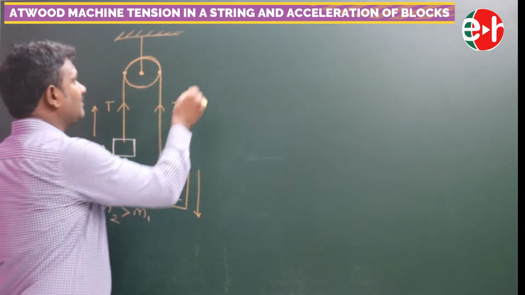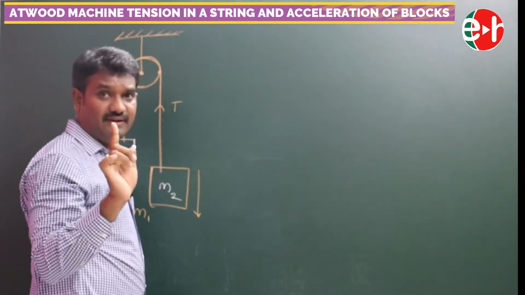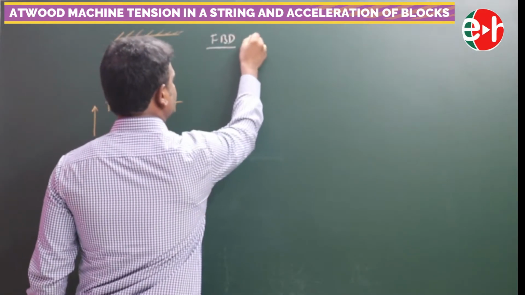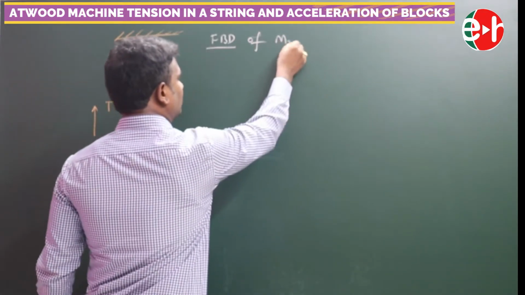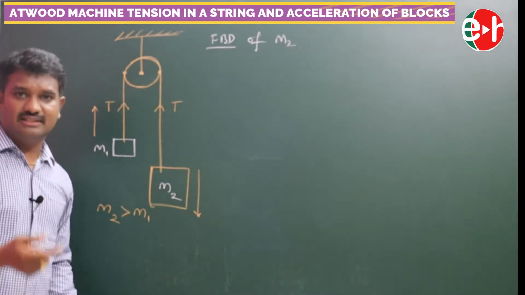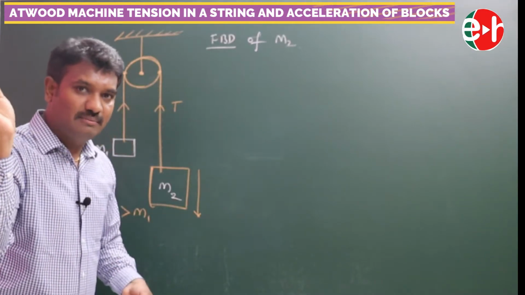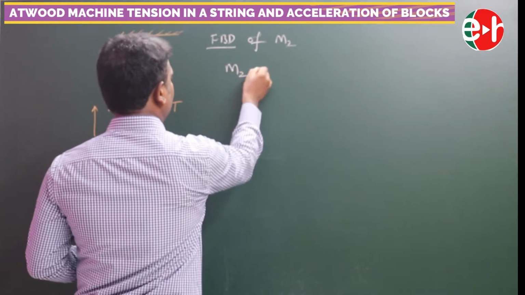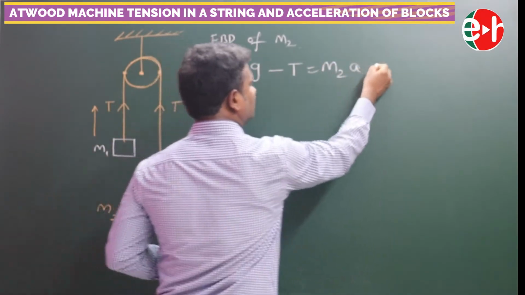Now we have to take the free body diagrams of both. First I am going to take the free body diagram of M2. So for M2 what's happening? M2 is moving in the downward direction. As earlier we discussed, the bucket is moving in the downward direction. I am going to take that concept now, and I am going to write the equation here, that is M2 into G minus T is equal to M2 into A. Say this is equation number 1.